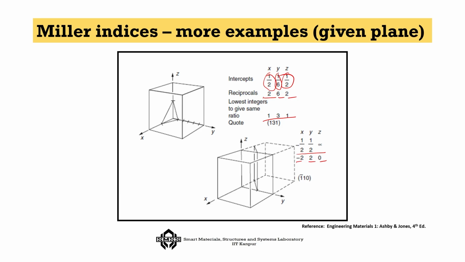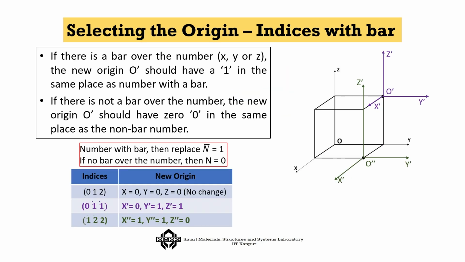Now, you divide it by 2. So, you become minus 1 1 0. The minus travels to the top, and you become 1 bar 1 0. So, that is the Miller index corresponding to this particular case. Okay. Now, selecting the origin for indices with a bar, for example.